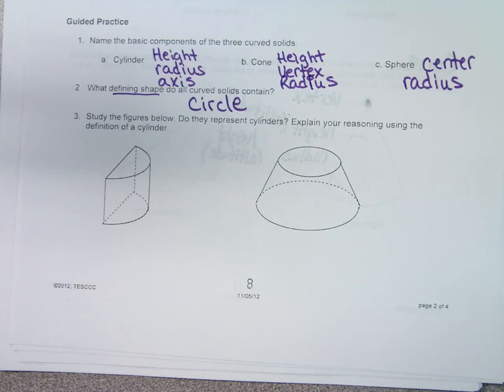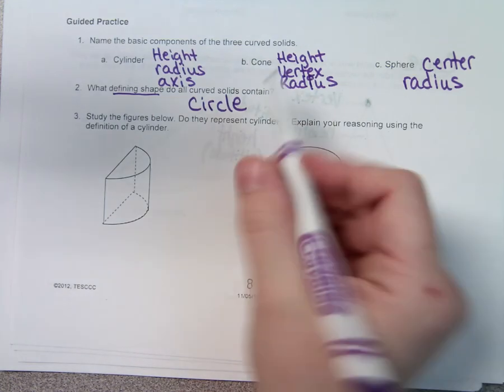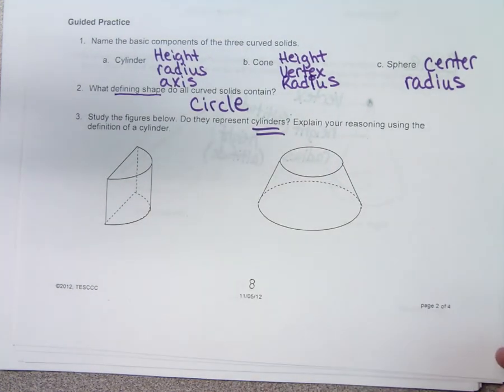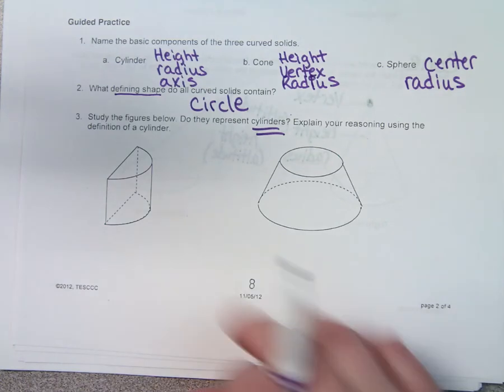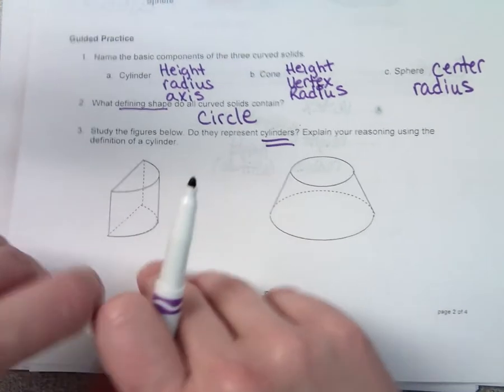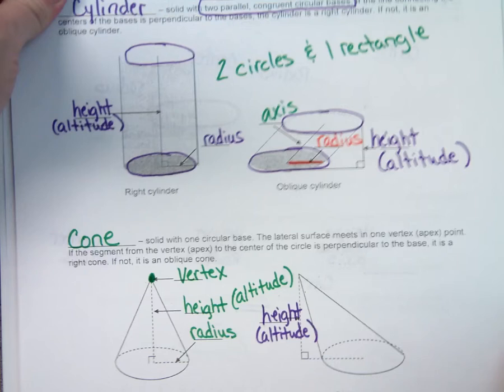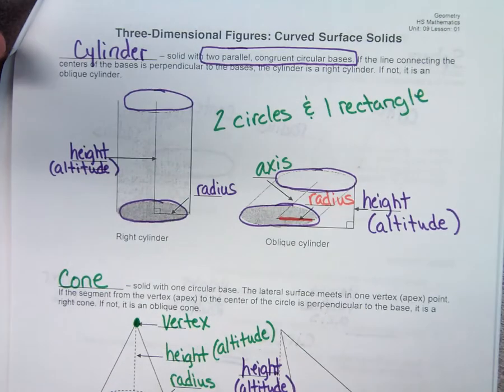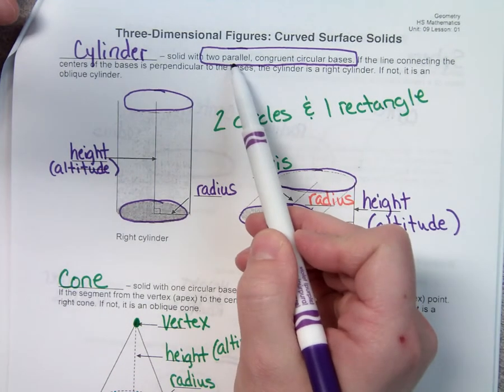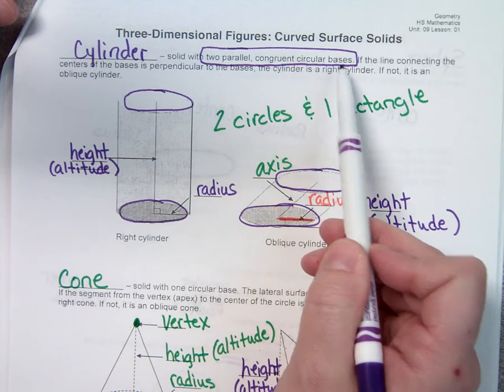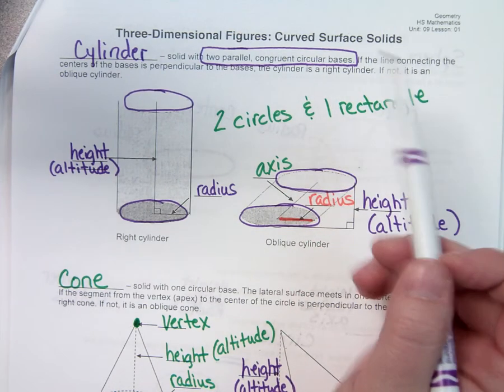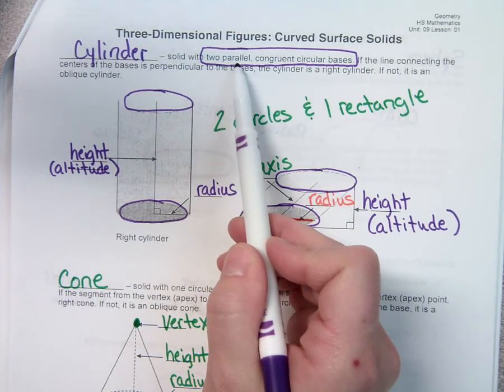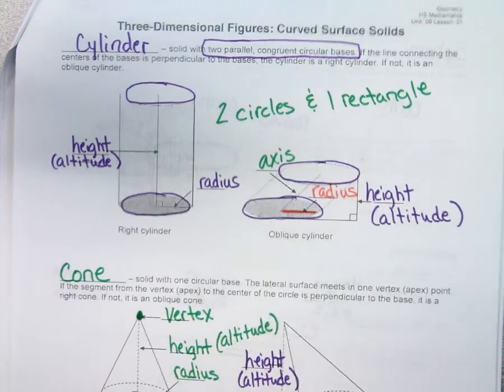Okay, and then number 3 says, study the figures below. Do they represent cylinders? Explain your reasoning using the definition of a cylinder. So I'm just going to go back to the definition of a cylinder real quick. A cylinder has 2 parallel congruent circular bases. That's the basic definition of a cylinder. It has 2 parallel congruent circular bases.